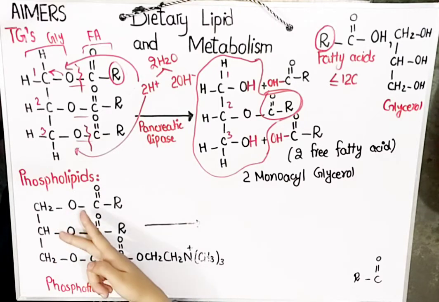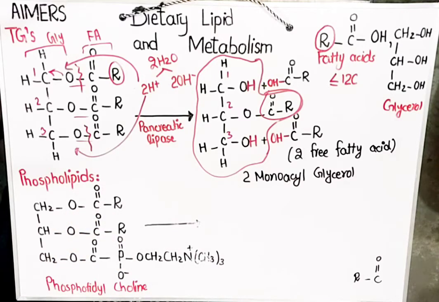We have a glycerol molecule, then 2 fatty acids on carbon number 1 and 2, and then we have this phosphoric acid, and we have a nitrogenous base on carbon number 3. So this is the phosphatidylcholine, because I have used over here nitrogenous base which is choline.